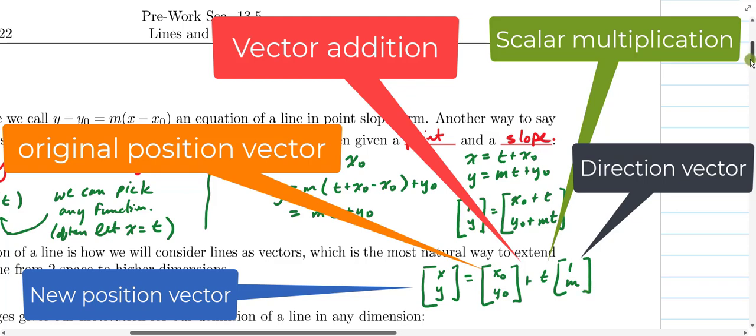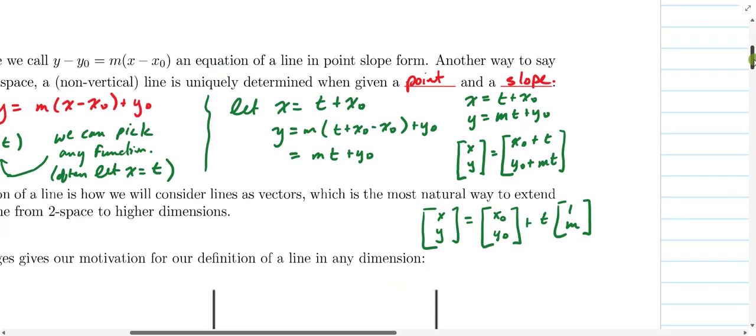Okay. Now you might be saying, why did I do this? And that's a good question to ask. But before we answer that, let me just point out that I can recover all of the information that I had from the parameterization up here. And so I can recover the line just from the vector equation that I've given. So we get that x is equal to x naught plus t, and y is equal to y naught plus tm, which is exactly what we had in that system of equations.